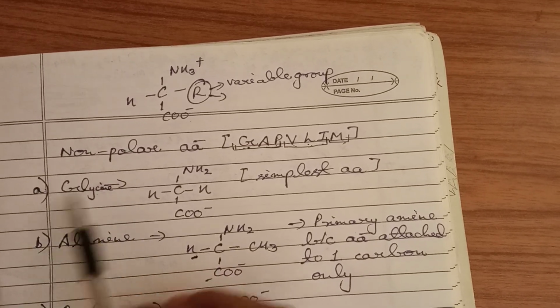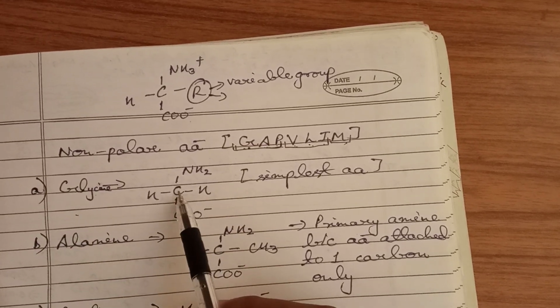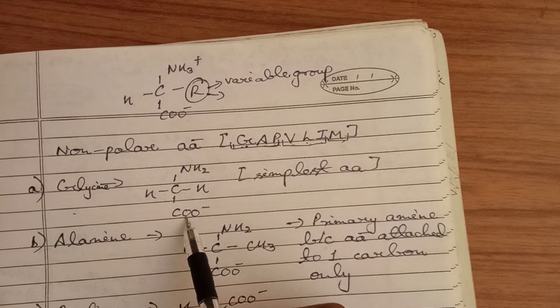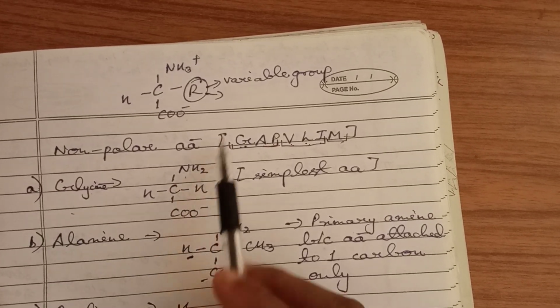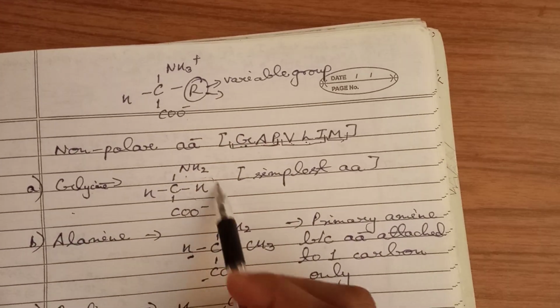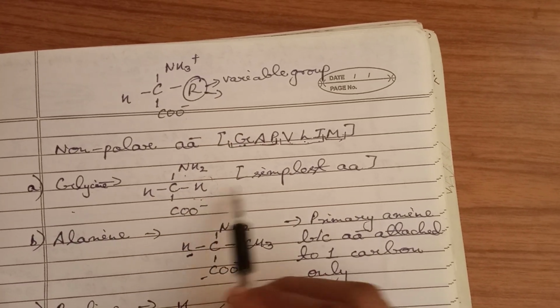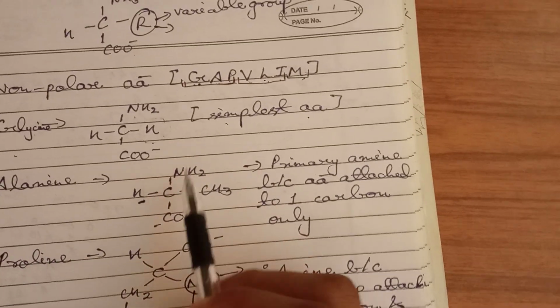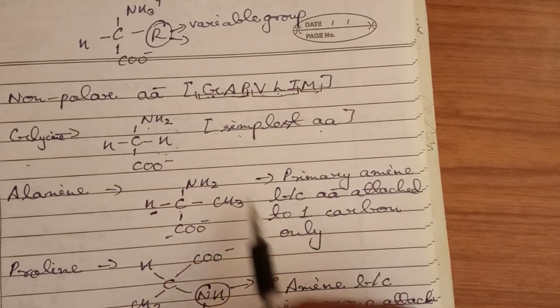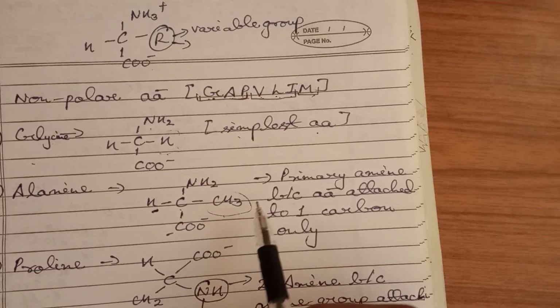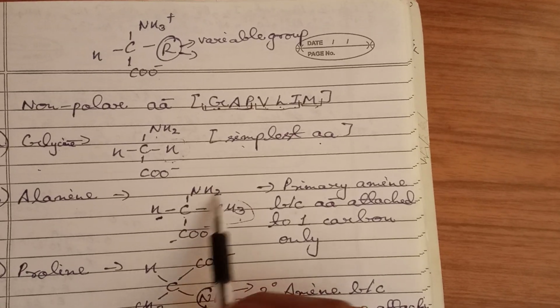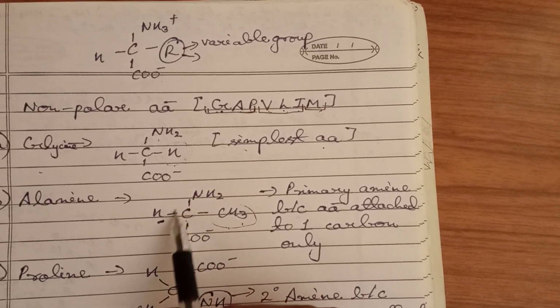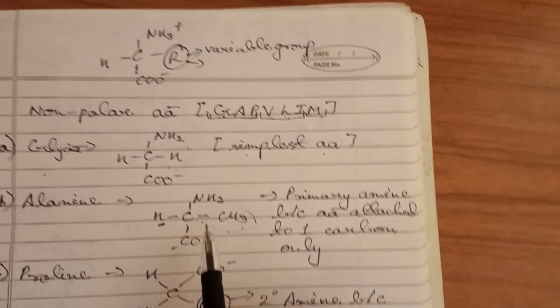This is the simplest amino acid because the carbon is only attached with the carboxylic group and the amine group, and in place of the R variable group only one hydrogen is attached. That's why it is the simplest amino acid. Now the alanine. In alanine, in place of the H only CH3 is attached. This is the primary amine because the amine group is only attached with one carbon. This is why it is known as primary amine.